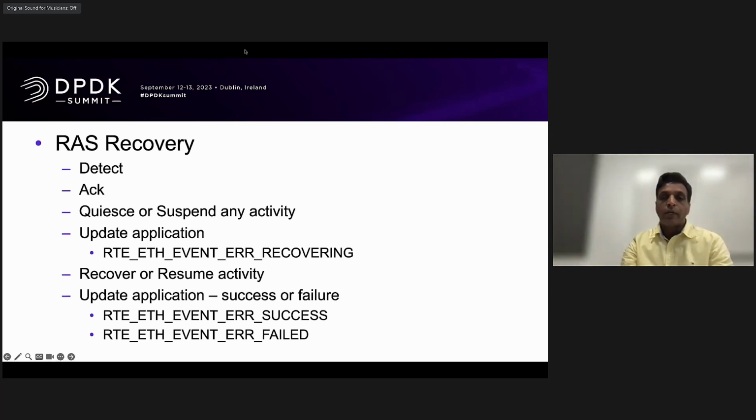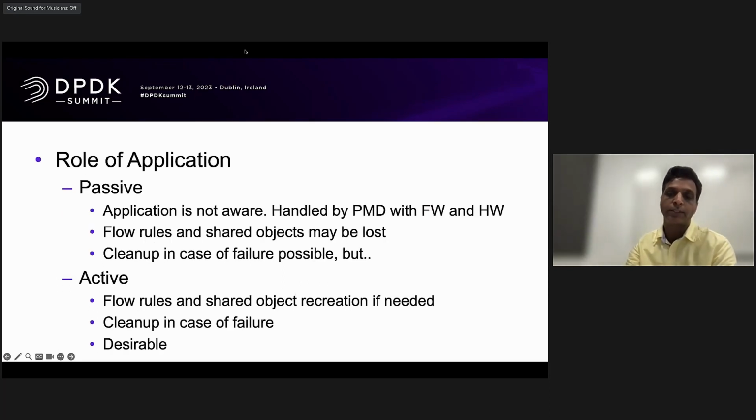Now that we have gone over what exactly happens, or at a high level what steps are needed for recovery, let's see what is the role of an application. The first and easiest way is the passive mode, in which the application is typically agnostic. It's just not aware of the fun and fanfare that the poll mode driver and the other underlying components went through during the error detection and recovery.